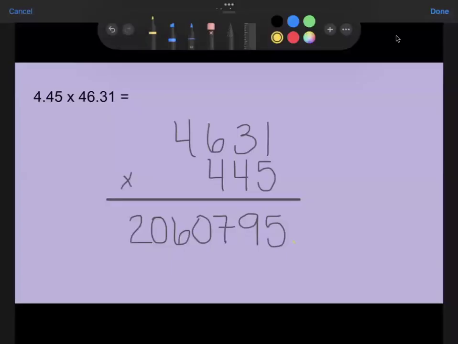Okay, so I'm going to go ahead and put a decimal at the end of that answer. I'm going to need to move that decimal to the left, the same number of spaces as I have decimals in the original problem. So this number had 2 decimals, and this number also had 2 decimals. So that makes a total of 4 decimals. I need to move this decimal for the answer 4 places to the left. So 1, 2, 3, 4, and plop it right there. So the final answer here is going to be 206.0795.